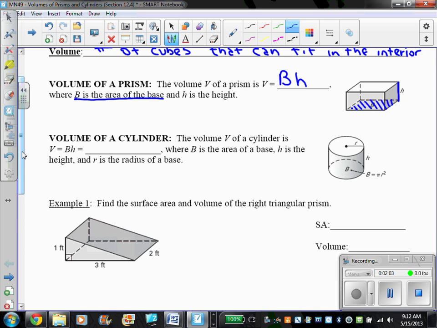I kind of always think about volume as you find the area of the base and then you multiply it by the height, because you're almost like stacking pancakes on top of each other to create a 3D shape. I know it's kind of weird, but it kind of works for me.